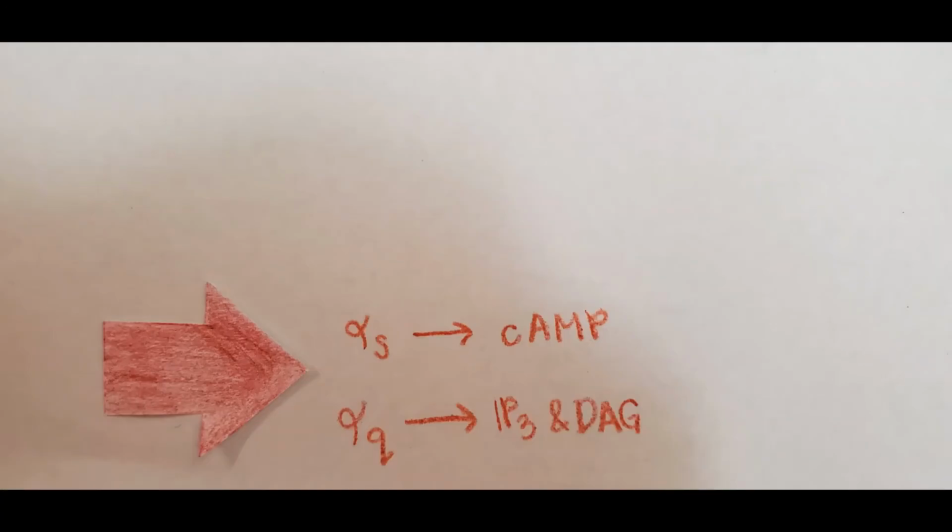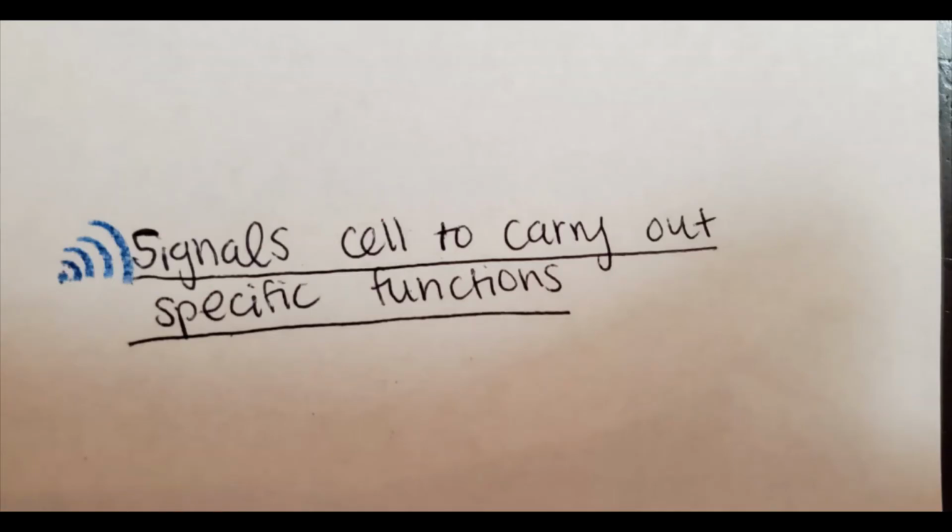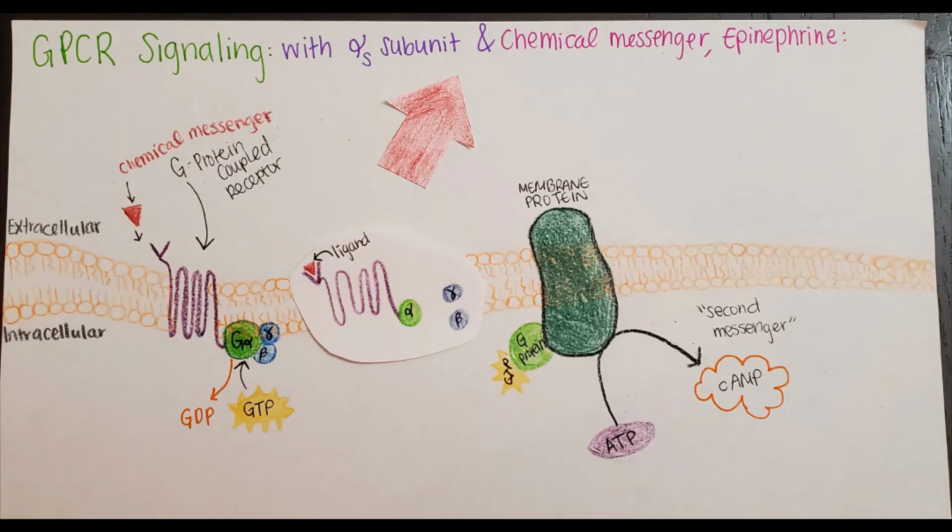The alpha S subunit will produce cyclic AMP, and the alpha Q subunit will give rise to the second messengers IP3 and DAG. The second messenger will tell the cell to carry out specific functions or will trigger a specific cellular response. Today we will be focusing on the alpha S subunit as an example, and we will be using the first messenger or chemical messenger, epinephrine, to explain the GPCR signaling mechanism.